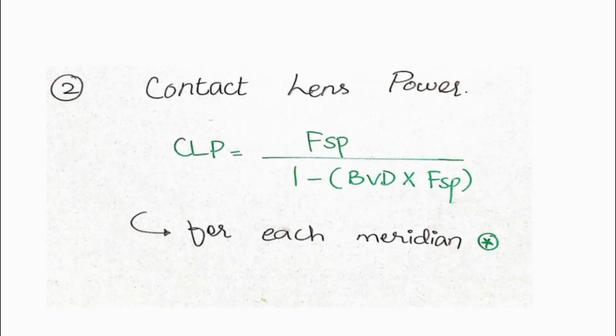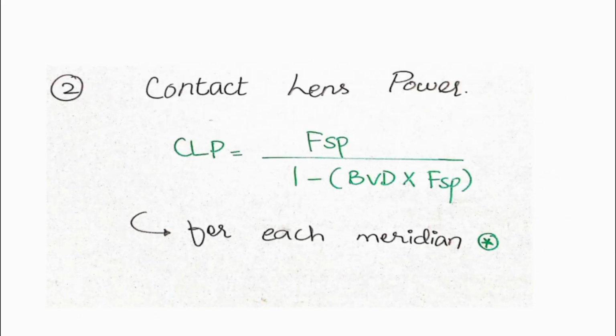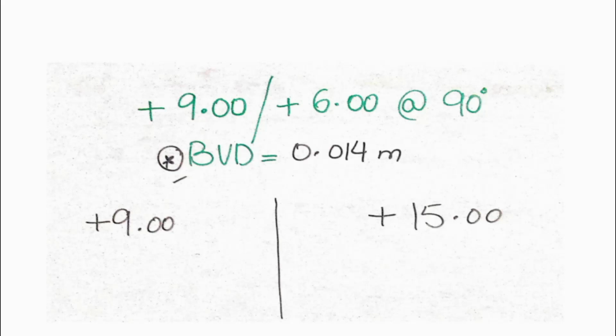So using the same formula which states that contact lens power is equal to spectacle power divided by 1 minus back vertex distance, which should be in meters, multiplying it with the spectacle power. By this formula you can find the contact lens power. As you all know, the back vertex distance, after converting 14 millimeter into meter, we obtain 0.014 meters, right? So I have told you, after making the cross, find separately the contact lens power for each meridian. So +9 and +15, you are going to convert these both meridian powers into the contact lens power using this formula, and back vertex distance is 0.014 meter.